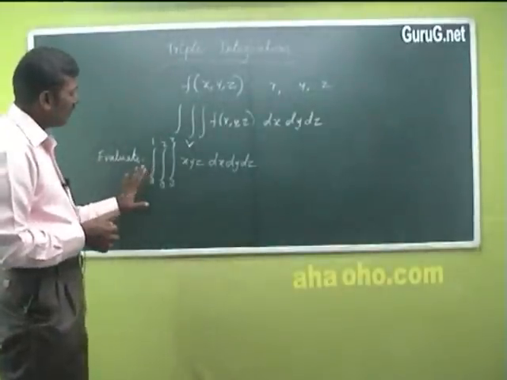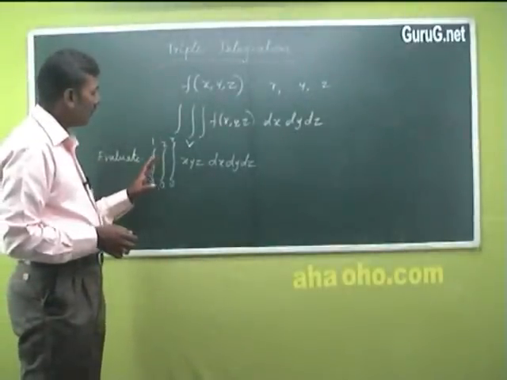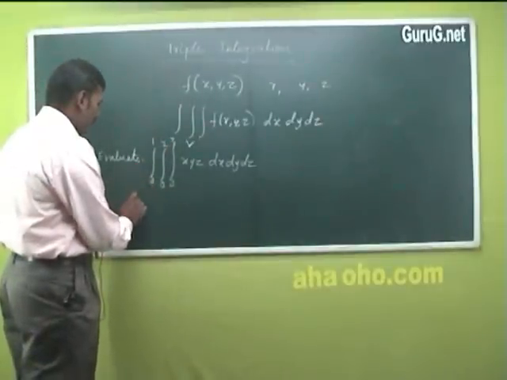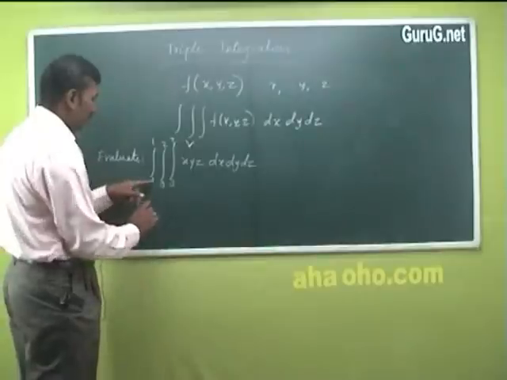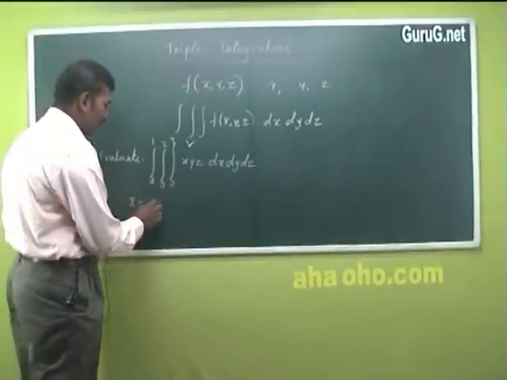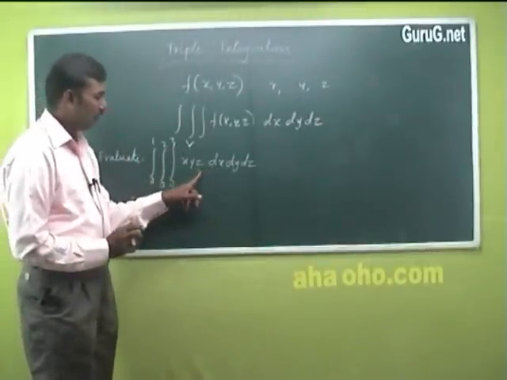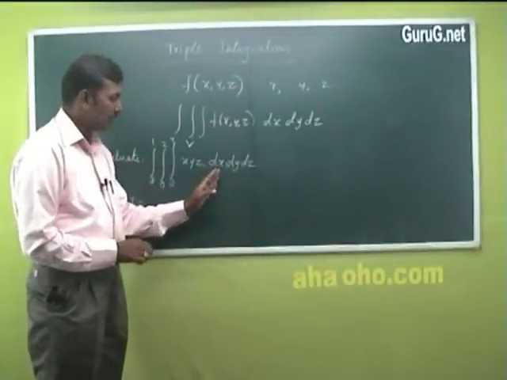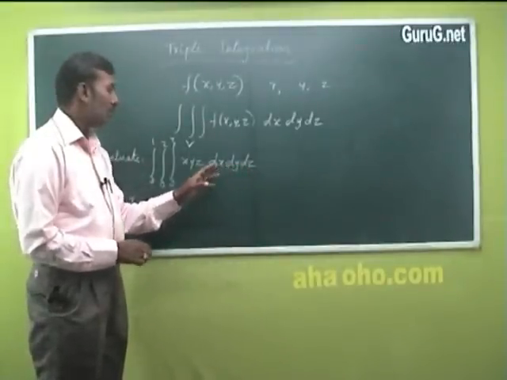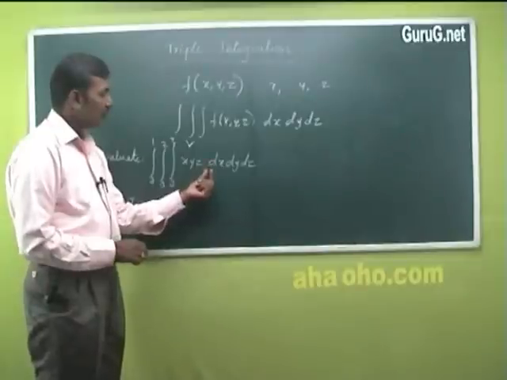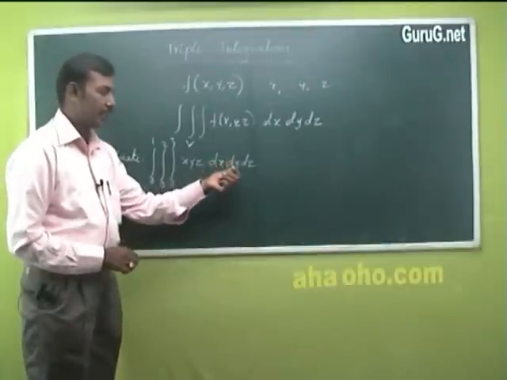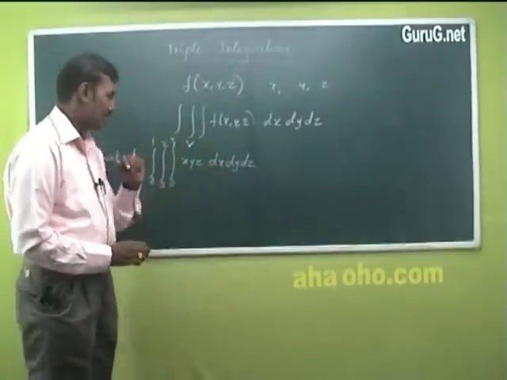First, you have to verify whether the limits are constant or variable. Here all the limits are constant. So in whatever order it is, you have to integrate in that same order. So here the order is dx, dy, dz. So integrate this function with respect to x first, and then y, and then z.